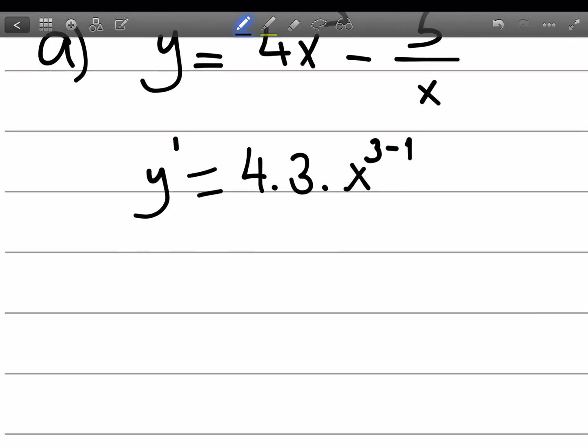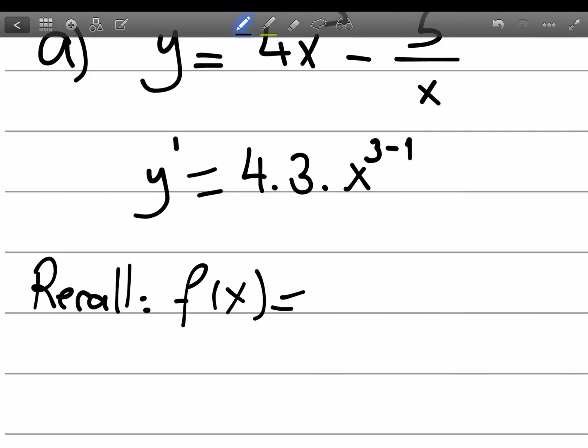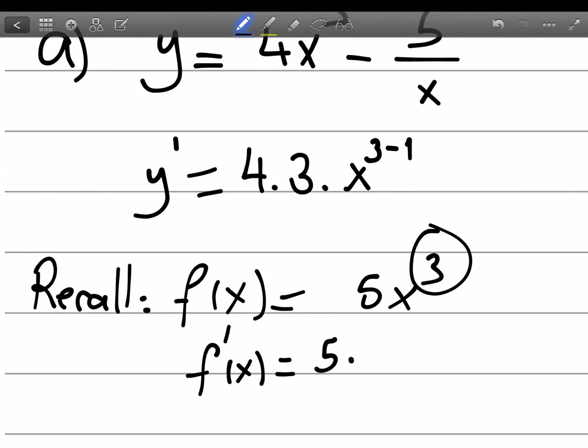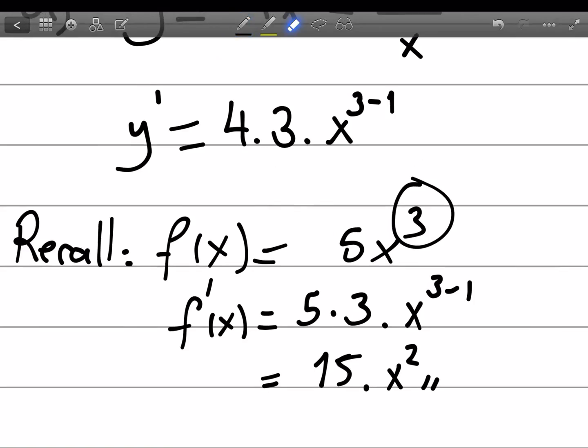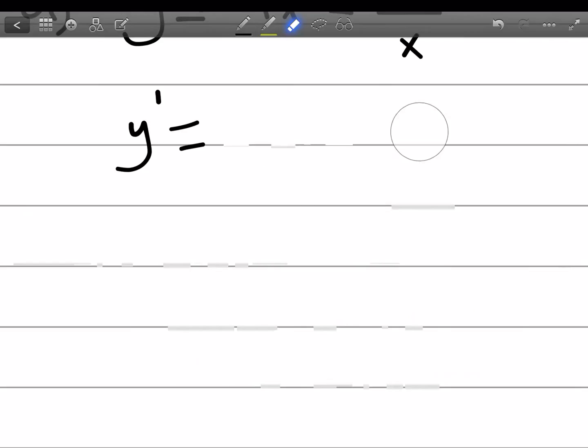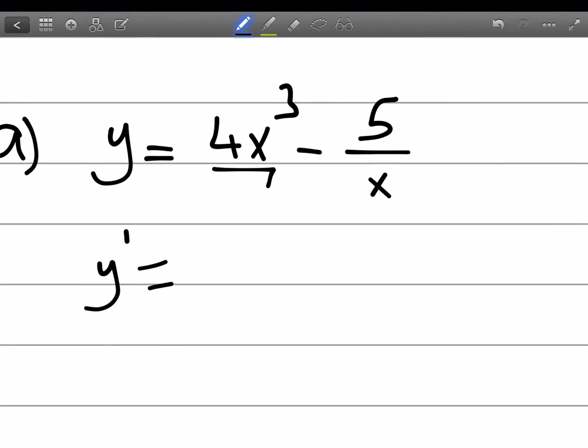Let's have a recall for that. y or f of x is, for example, 5x cubed. The derivative of f of x is 5 times the power, and power minus 1. That is the rule: 15 times x squared. After this recall, we can solve this again. The derivative of 4x cubed will be 4 times 3 times x squared.